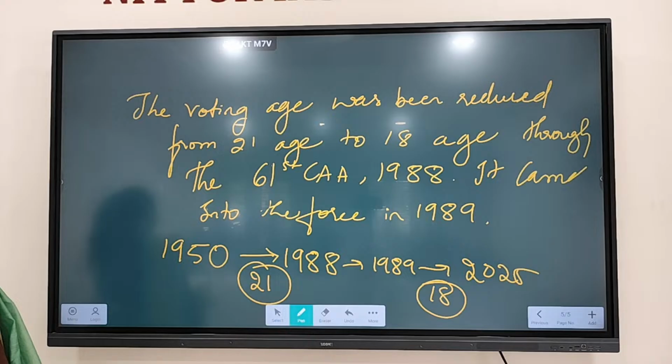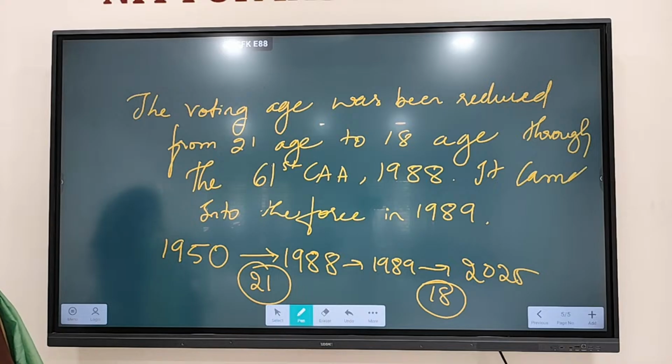Next, independent bodies ಅಂತ ಹೇಳಿದ್ದೆ. Independent bodies like election commission, just write that down. Election commission, UPSC, SPSC, CAG. Okay, these are the independent bodies. I will explain all that in the constitutional bodies chapter.